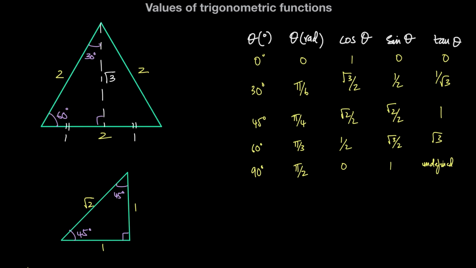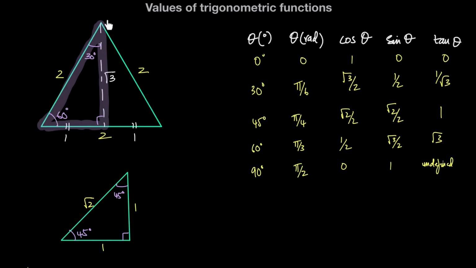Now if I divide this equilateral triangle into two equal halves, so I just drop a perpendicular from the vertex to the base, and I divide this equilateral triangle into two identical right angle triangles, what we have over here is this right angle triangle. We have a right angle triangle that has angles of 30 degrees, 60 degrees, and 90 degrees.